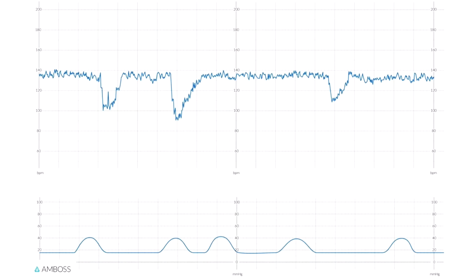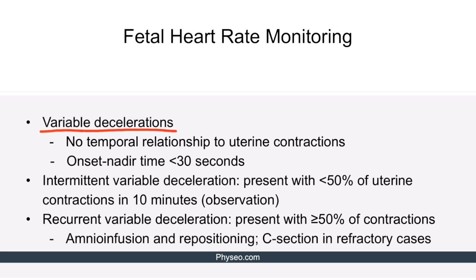Here we can see a CTG image showing variable decelerations. This is the initial acceleration phase, which corresponds to umbilical vein compression. The initial acceleration phase is followed by abrupt deceleration, which corresponds to compression of the umbilical arteries. Finally, we see the return of the fetal heart rate back to the baseline, which corresponds to pressure relief off of the umbilical cord. Variable decelerations have no temporal relationship to uterine contractions.